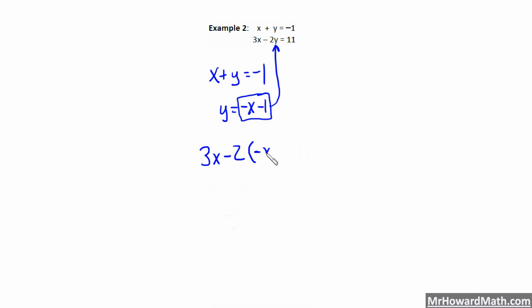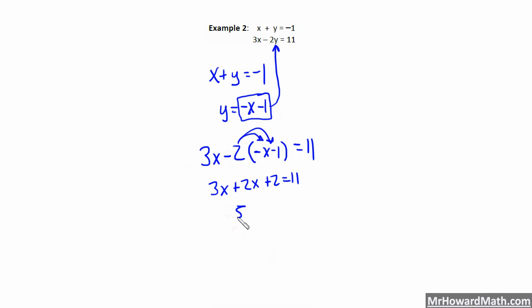That way, I rewrite the second equation, 3x minus 2 times this chunk right here, negative x minus 1, equals 11. So now I have this whole thing written in terms of x only. I only have one variable which I can solve for. So I just need to distribute. I get 3x, then negative 2 times negative x is plus 2x. Negative 2 times negative 1 is plus 2, and that equals 11.